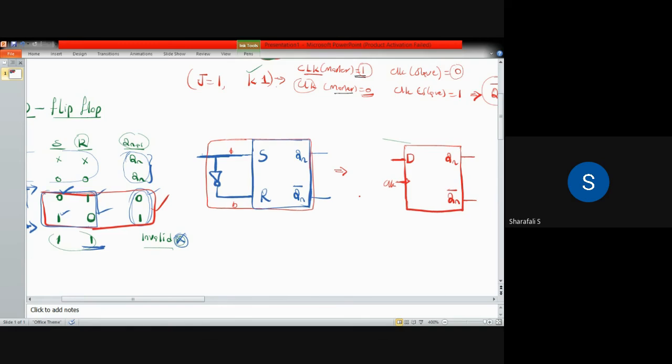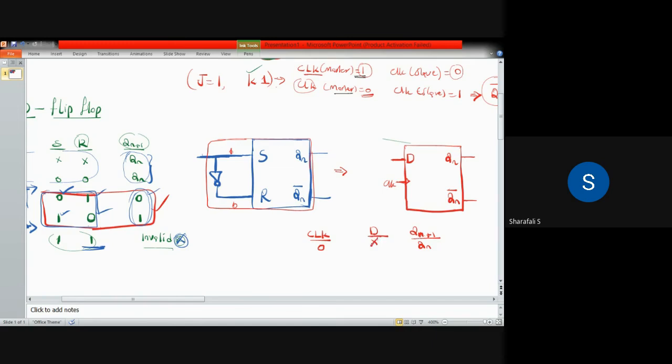So if you consider the truth table, how will it be? If you are having a clock pulse here, let's consider clock is 0. Clock is 0 means this flip-flop is not active. So you don't have to consider what is the value of D. You will be having your Qn plus 1 state as Qn itself, because it is just the previous state. When your clock is 0, the flip-flop is not active. So whatever state is there, it will remain as such.